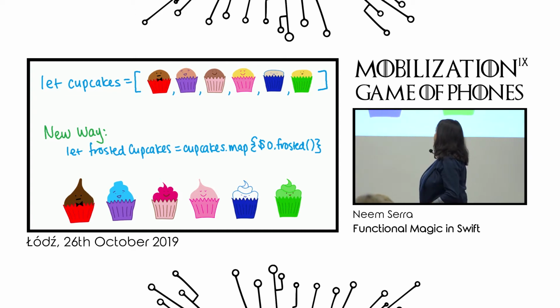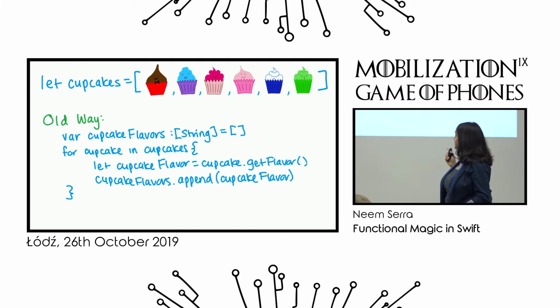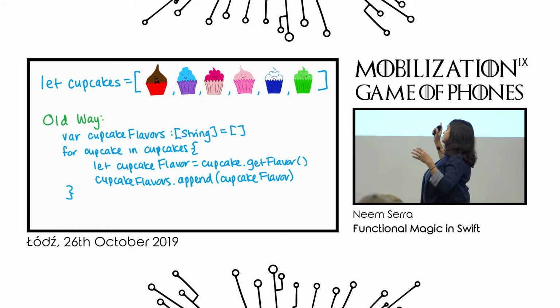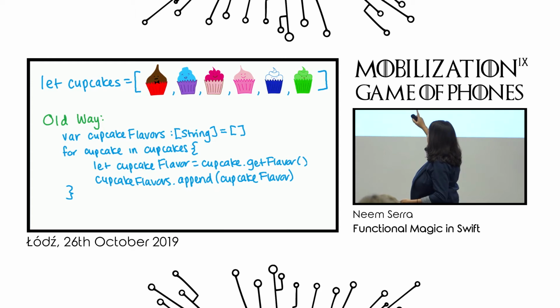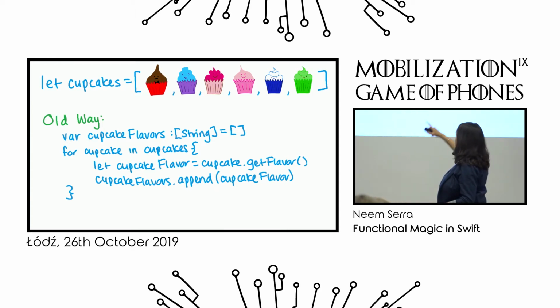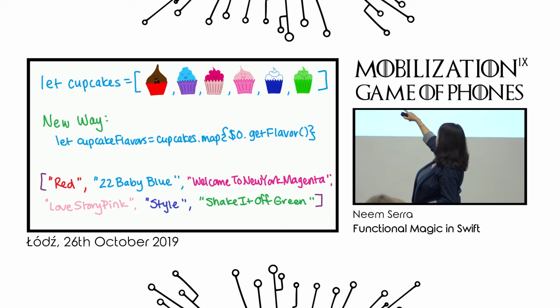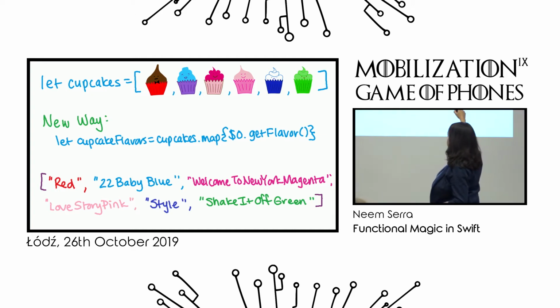and do the same thing to it. So similarly, if we wanted to get every single cupcake flavor, the old way would be we would make a new empty array of type String as the first thing, and then we would go through and say, okay, get the cupcake flavor, then get the flavor and append it to the cupcakeFlavors array, and you would have, what, 4 lines of code basically. The new way would just be initializing something called cupcakeFlavors and saying, hey, map that and get the flavor of every single thing. And then you would have this array that has every single flavor of each of the cupcakes, which is pretty nice.